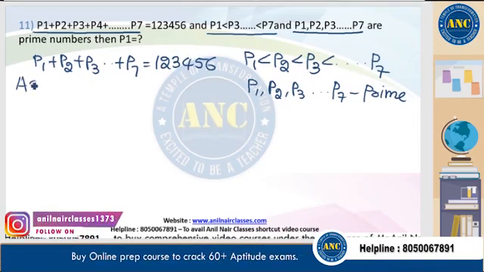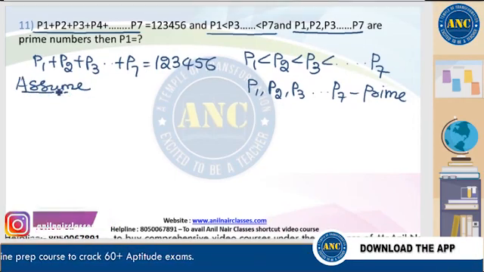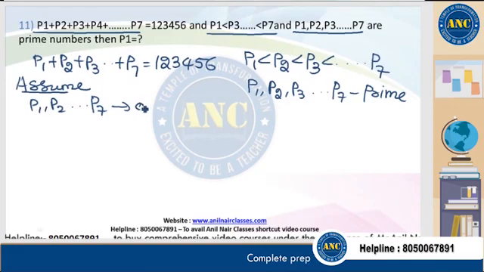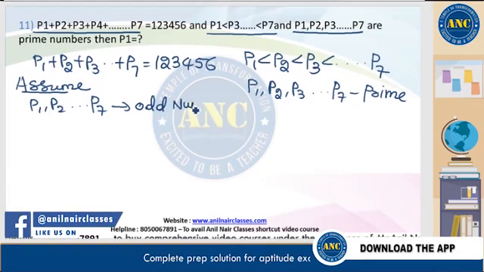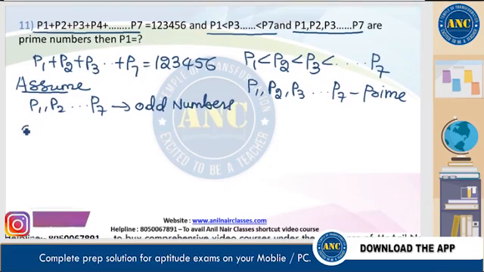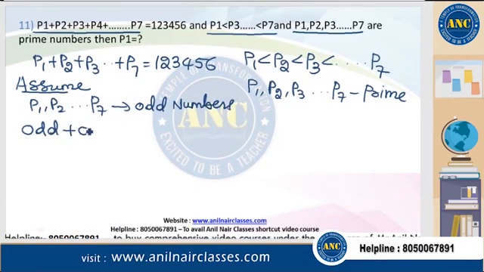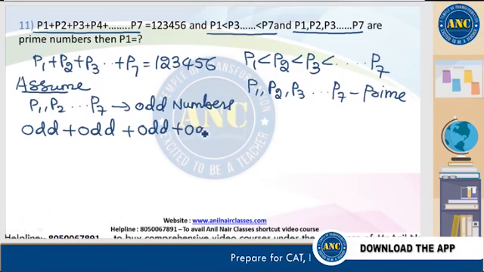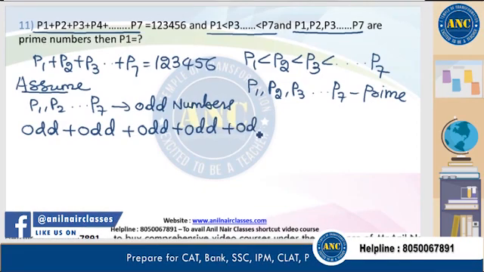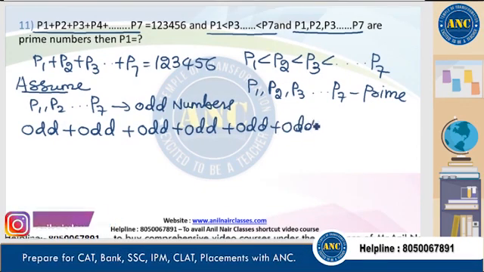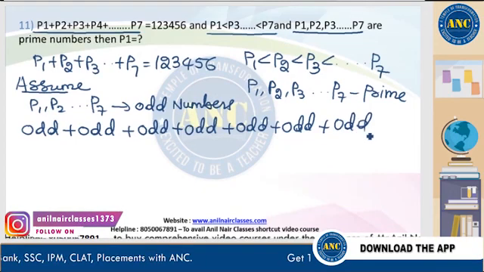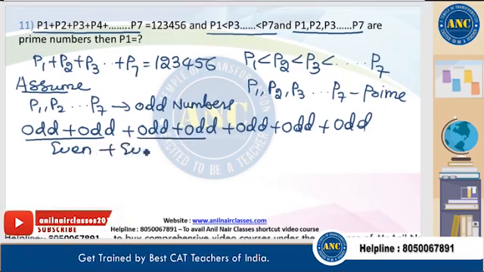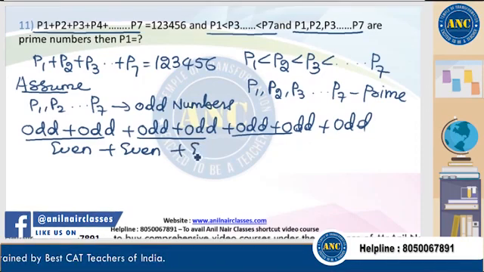Same idea. Assume that all the prime numbers P1, P2 and so on up to P7 are odd. Let us see what will happen to the nature. There are 7 odd numbers which I am adding: odd plus odd, plus odd plus odd, plus odd plus odd plus odd. Let me see what will be the nature after adding. Odd plus odd is an even number, plus odd.